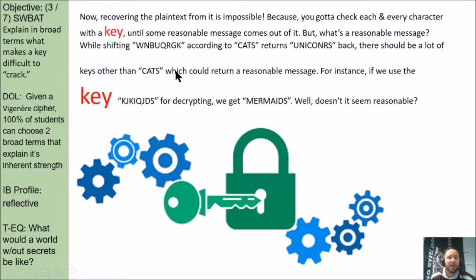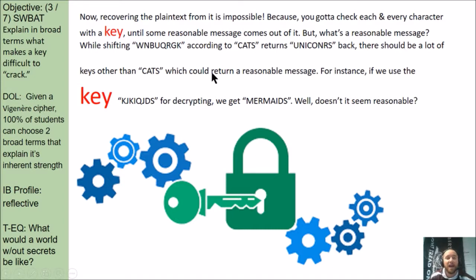Now recovering the plain text from it is impossible because you've got to check each and every character without a key until some reasonable messages come out of it. But what's a reasonable message? So while shifting WNBUQ, okay, according to cats, returns unicorns. So I'm using cats as the key on this Vigenère cipher text. After using the numbers that come from cats in order here, I can come up with the word unicorns.